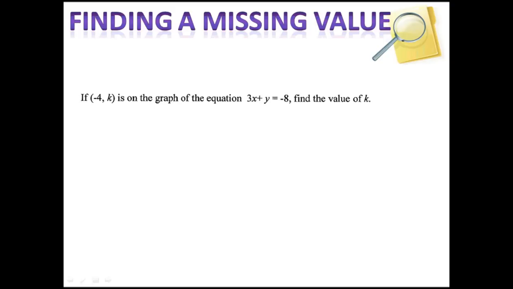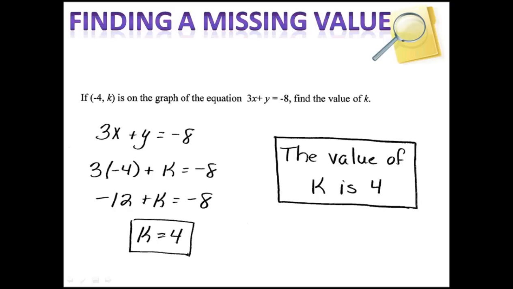In this example, I plugged the negative 4 and the k into my equation. I ended up with k equals 4. And so the value of k is 4. That means if I put a negative 4 into this machine, the 3x plus y equals negative 8 machine, it will give me a 4 as an output. Or if I were to graph the line 3x plus y equals negative 8, the point (negative 4, 4) is on that graph. And this is the basics of working with evaluating functions and determining whether points are solutions to given equations.